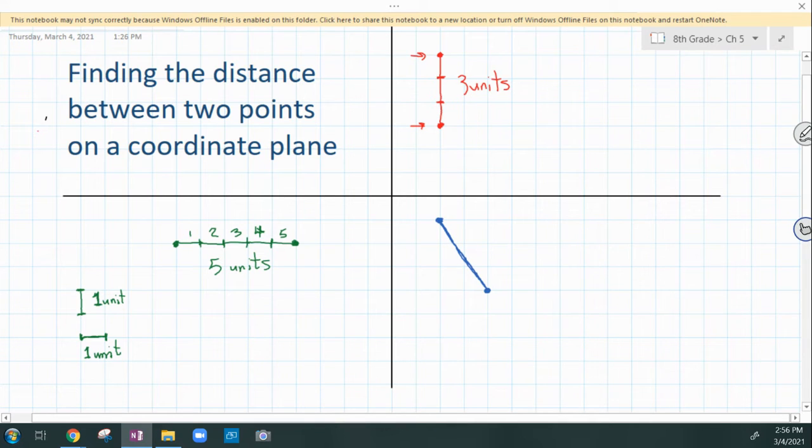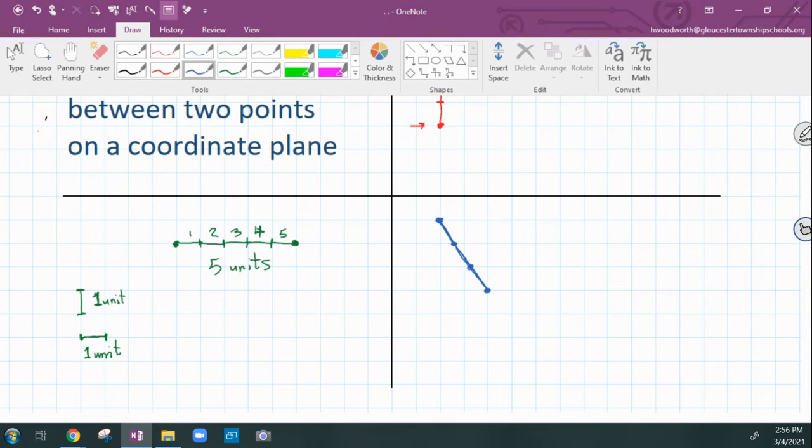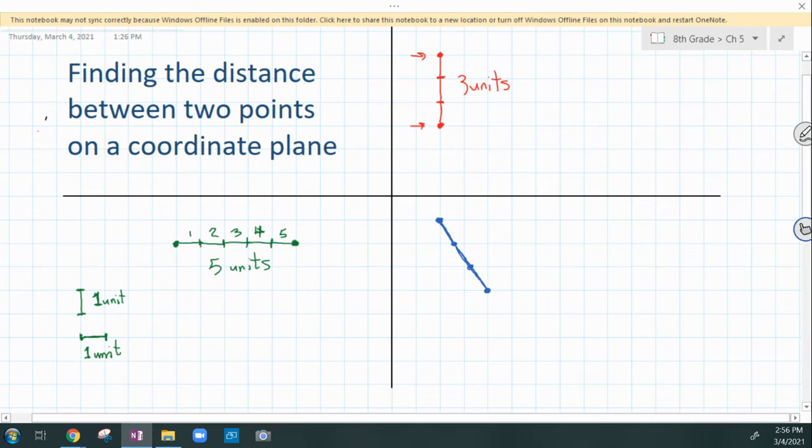Some of you might try to estimate and say, well, it kind of goes through there, so that's about 3 units, right? But when you have a diagonal line, it's going to be longer than the vertical or horizontal line. So can we apply the Pythagorean theorem? That's the question. How are we going to do that? Can you make a right triangle with that blue line as your hypotenuse?